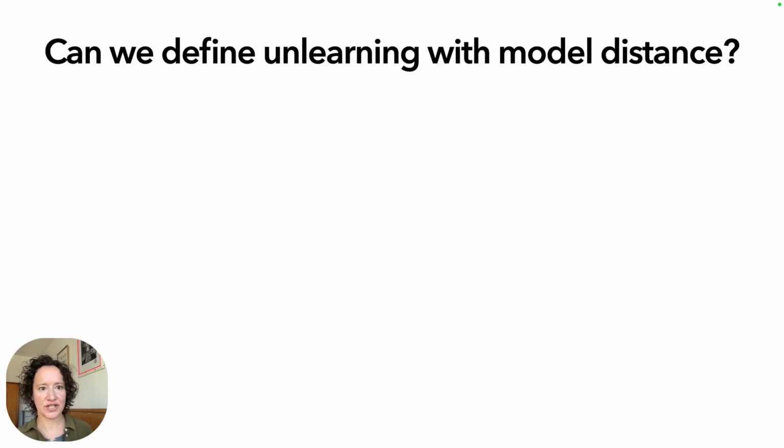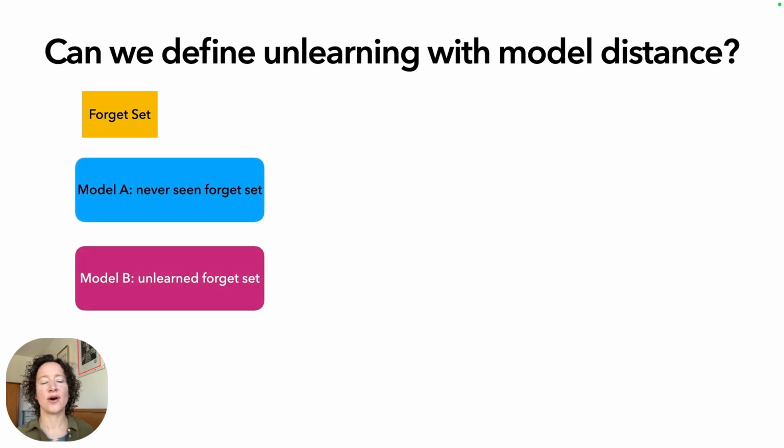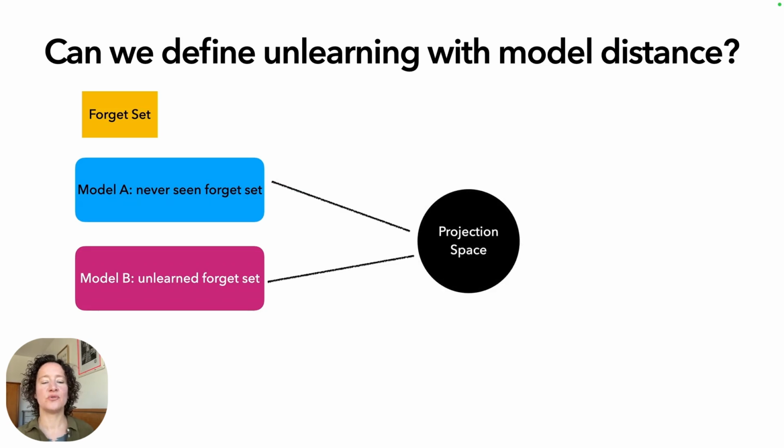Another definition that happens a lot in the literature is thinking about model distance. So here we have a forget set. We have the data that we want to forget. And we have a model A that has never seen the forget set and model B that's unlearned the forget set. So here we want to say, did I unlearn enough? And we want to somehow project these or compare these in some way and then measure the model distance.